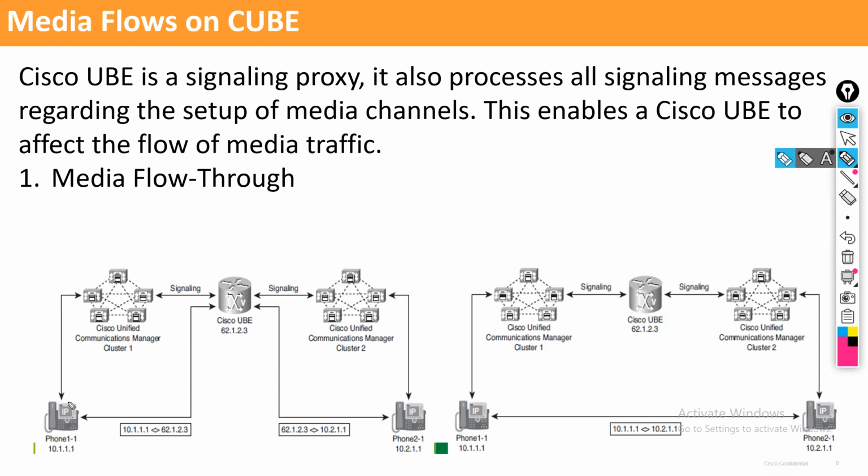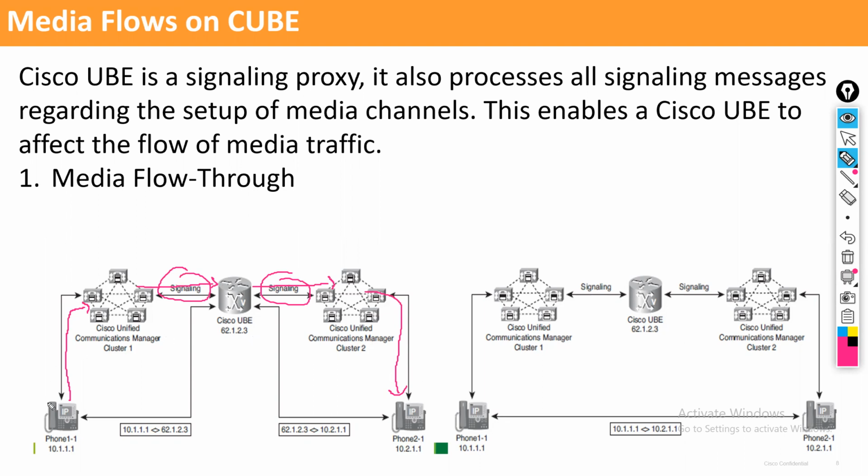This is my source phone, this is my destination phone. So I'm making a call. When I'm making a call, what happens? First, it goes to the CUCM. From the CUCM, it checks what type of number it is. It's an external number, so it sends the call to the CUBE. From the CUBE, it reaches the other cluster, and from the other cluster it connects to the phone. Right? Until the phone rings, it's called signaling. Then you answer the call.